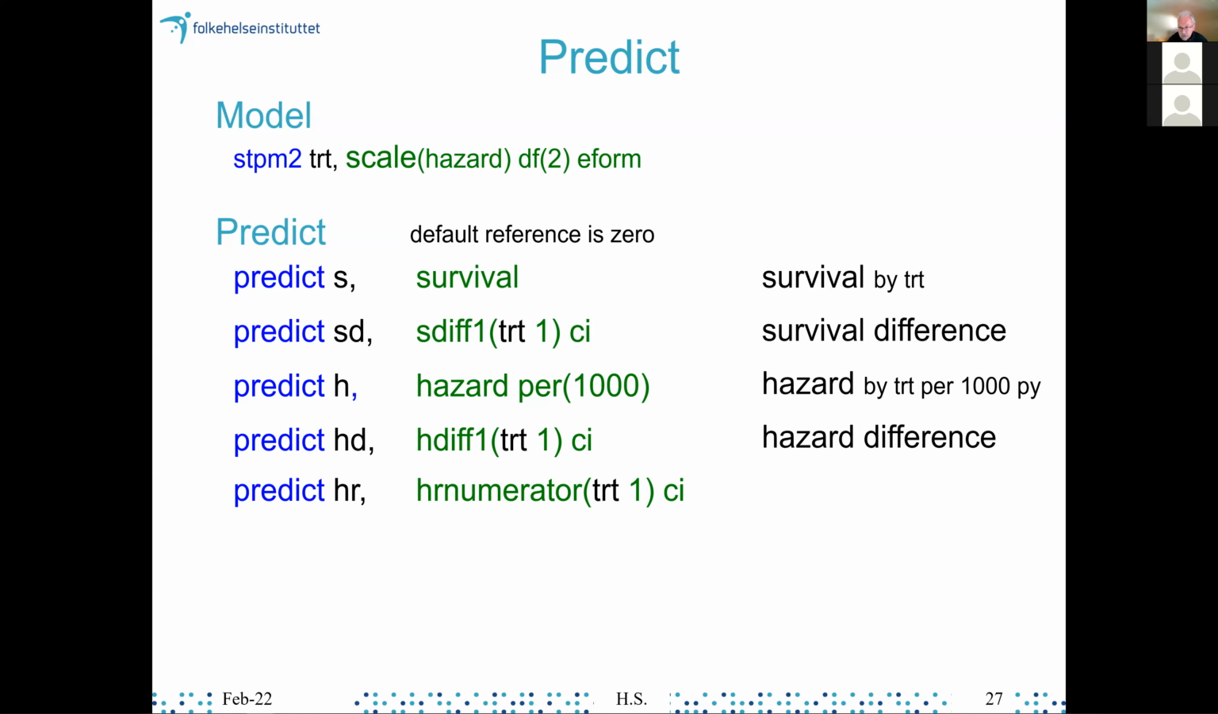Let's see, there is a question. Can we predict transition probabilities of going from one state to another using this? Yes, the hazards are transition parameters going from alive to dead. So we don't have any more transitions here. But if you were in a multi-state model, then you would predict transition probabilities or rates.